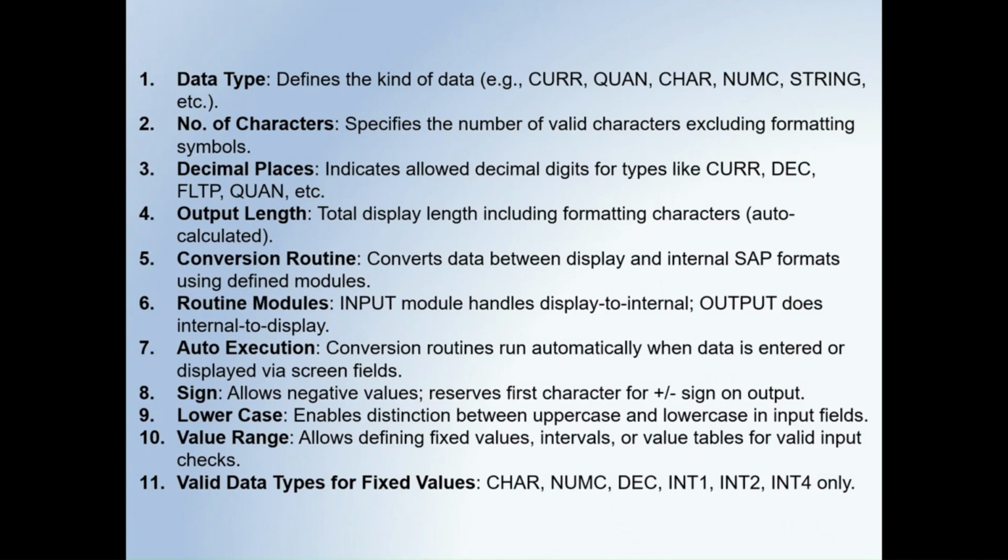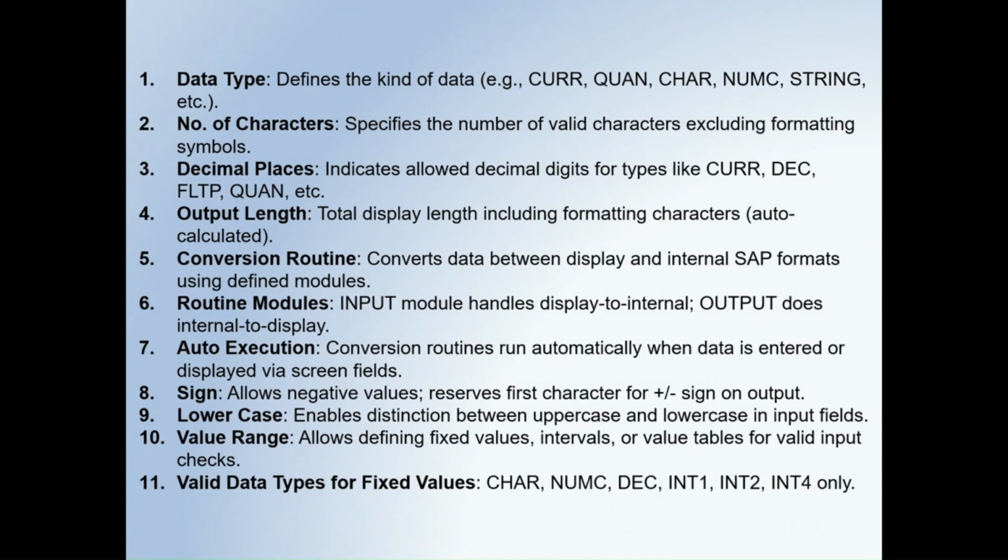So next thing is number of characters. It is very much clear: how many characters the field can store without formatting symbols like commas or dots. For example, if a field has 10 characters, it can store something like INDIA 2025. So INDIA and 2025, total 10 characters. Simple. Another is decimal places, like how many digits can appear after the decimal point. After the decimal point, guys, remember that. Used only with types like curr, currency, quantity, and decimal.